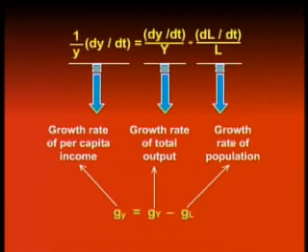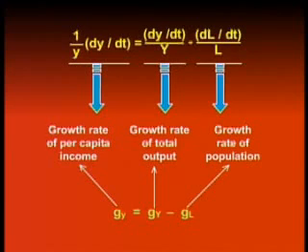Similarly, on the right hand side, we have g capital Y minus g capital L. And this establishes the simple but powerful relationship between the growth rate of per capita income, the growth rate of total income, and the growth rate of the population.